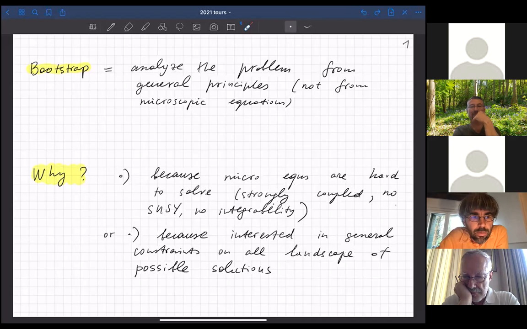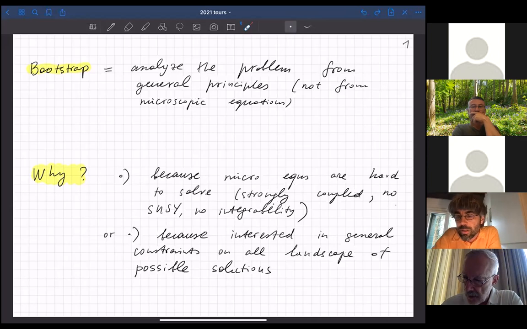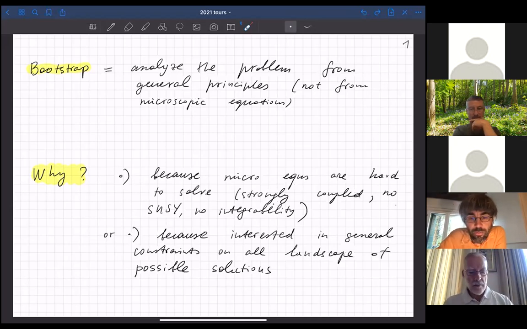Another reason why you might be interested in doing this, and this probably is going to resonate with the talk by Karim Benaklin two days from now, is that you might be interested not in any particular system, but in the landscape of systems, and you would like to know what are the constraints on the landscape, what are the possibilities. So this is important if you think about physics beyond the standard model. You don't really know what is out there, but you want to know what all the possibilities are.